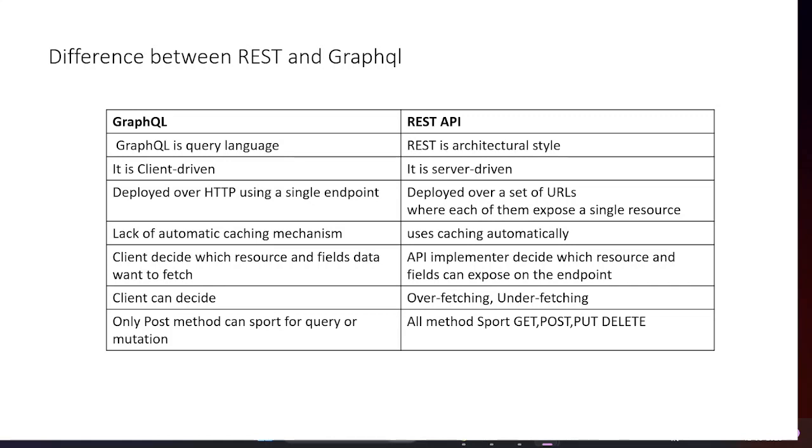On the client side, the client decides which resource and which field data they want to fetch from the API. In the REST API, the developer decides which fields are to be exposed on the endpoint. In GraphQL the client can decide, whereas in REST API, overfetching and underfetching are the big problems.